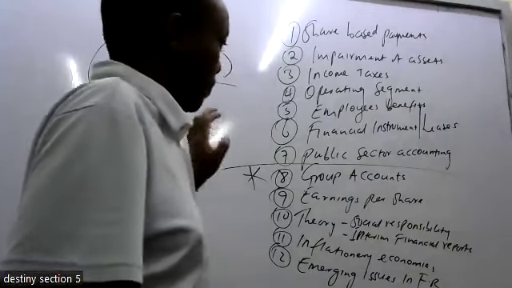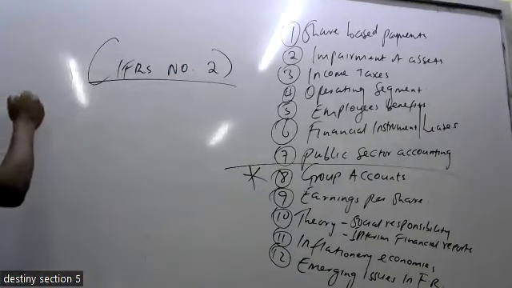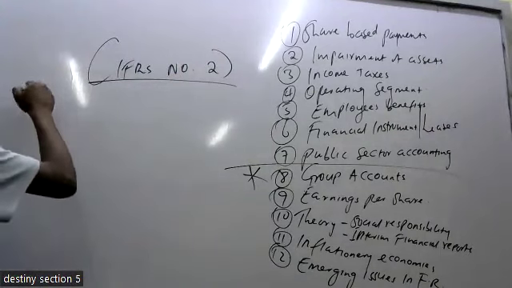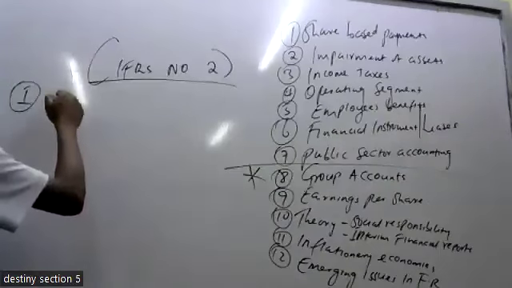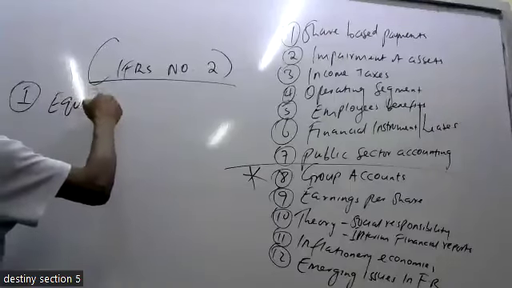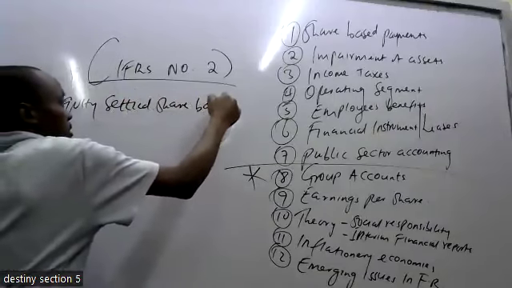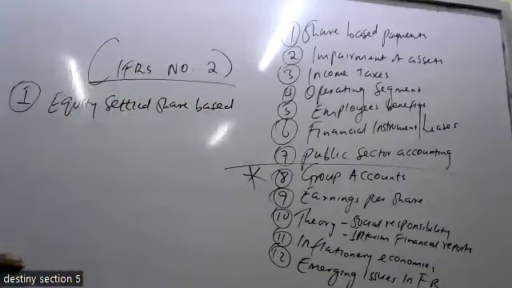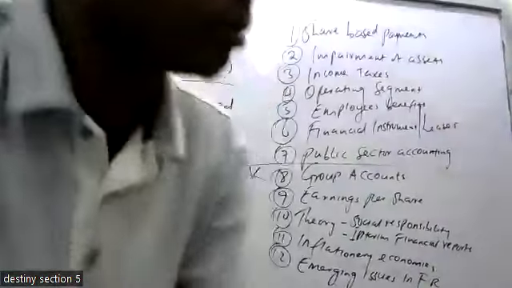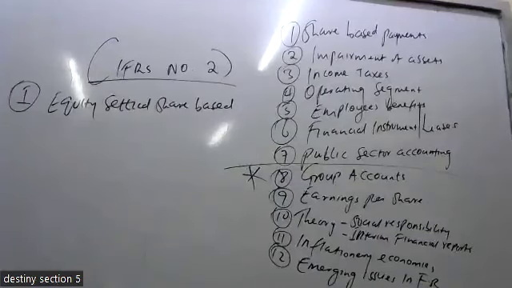There are 3 types of share-based payments. Namely, number 1, equity settled share-based payments. An explanation to that.